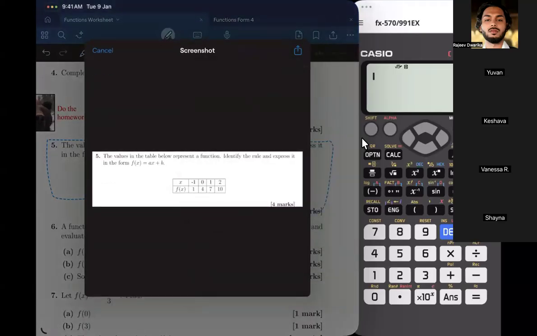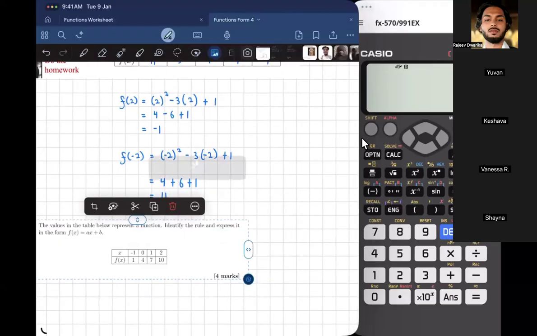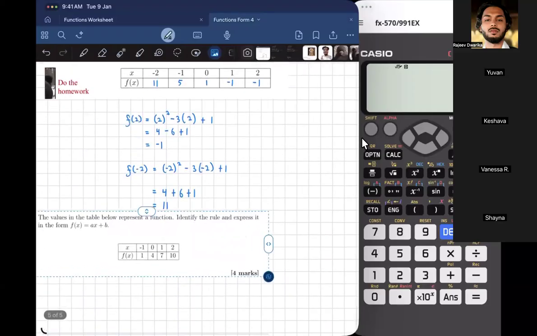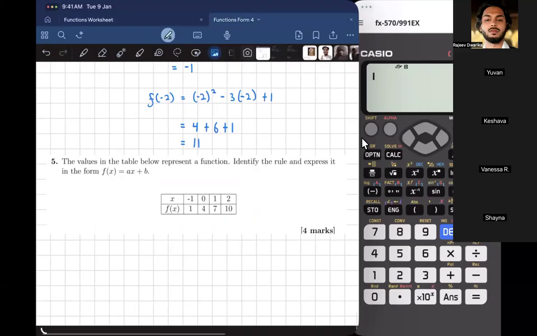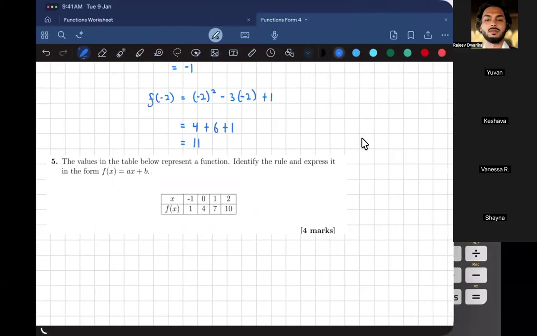Right, so Vanessa, I'm going to call upon your help for question 5. I feel like that might be a little tricky. It's okay. So the values in the table below represent a function. Identify the rule and express it in the form ax plus b.